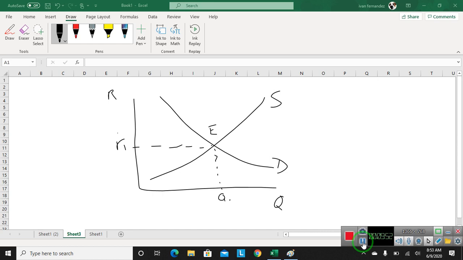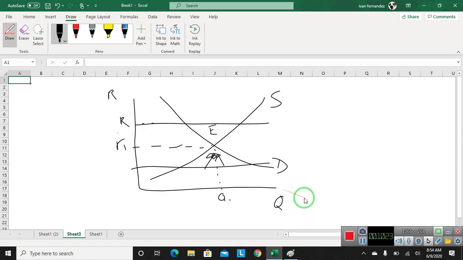If interest rates are, for whatever reason, anywhere above this level, let's say up here, the forces of the market will bring down the interest rate until it reaches equilibrium. Same thing, if the interest rate is down here, the forces of the market, basically in this case it will be demand, there will be more demand, and it will push the interest rates back up to the interest rate equilibrium.